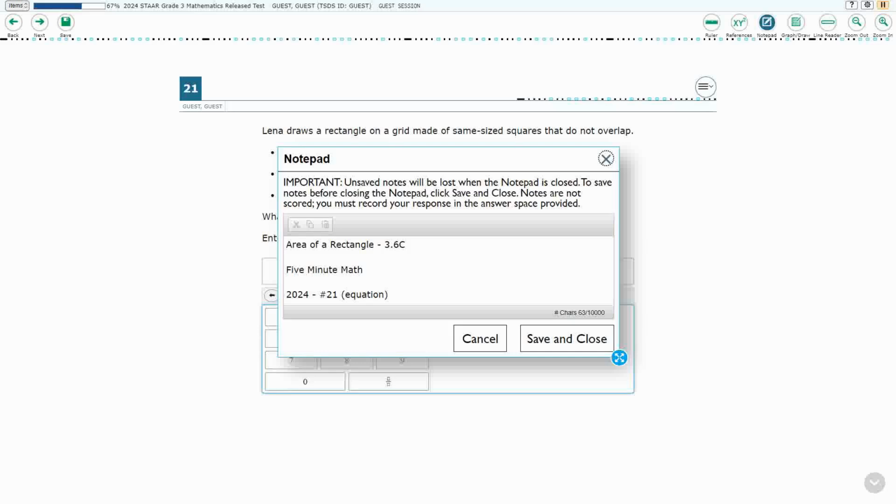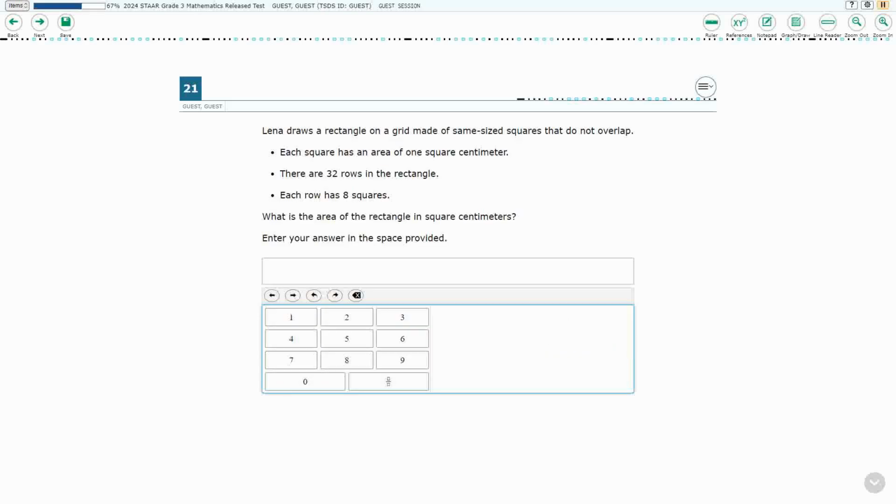Today we are looking at the third grade concept of area of a rectangle. This is standard 3.6C in the great state of Texas, and we're using item number 21 of the 2024 released STAAR test. This is a new item type called equation, and if you have not done so already, please go ahead and take a moment to pause the video, work this problem out on your own, unpause it, and we will look at our answers together.